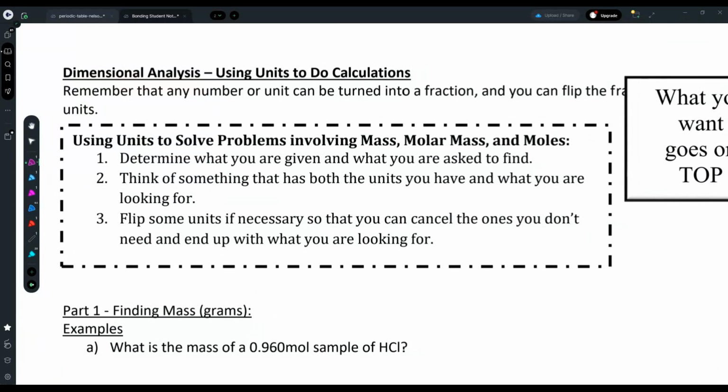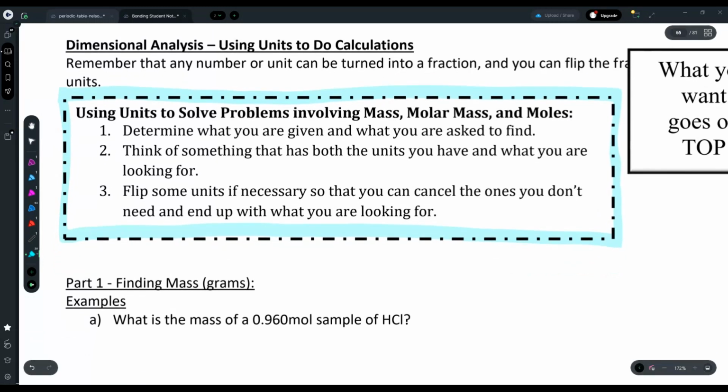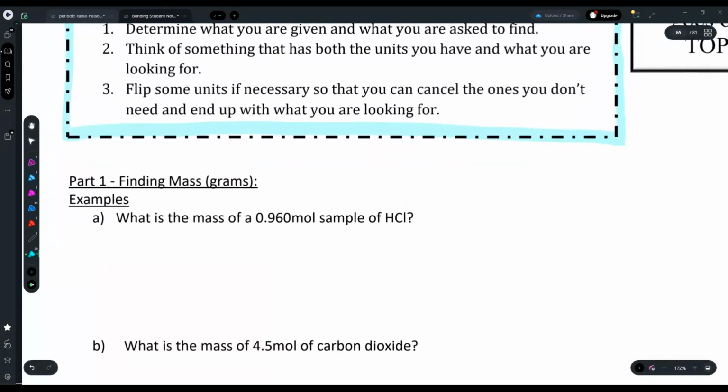Step 2, think of something that has both the units you have and what you're looking for. Step 3, flip some units if necessary so that you can cancel out the ones that you don't need and end up with the ones that you're looking for. So step 3 is based off of if you have the same unit in the numerator and denominator, they're going to cancel out. Okay, so this is important for figuring out the basics of unit analysis.